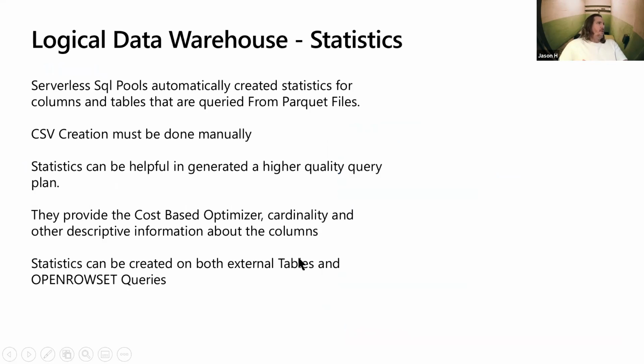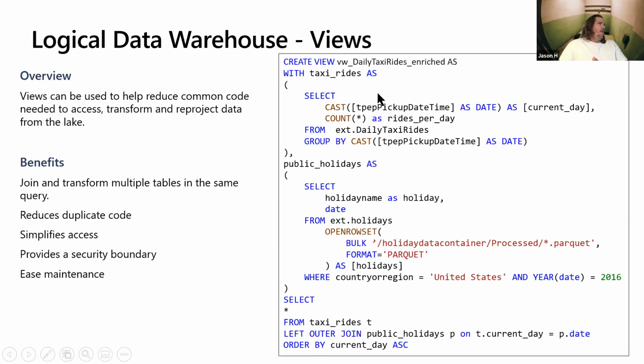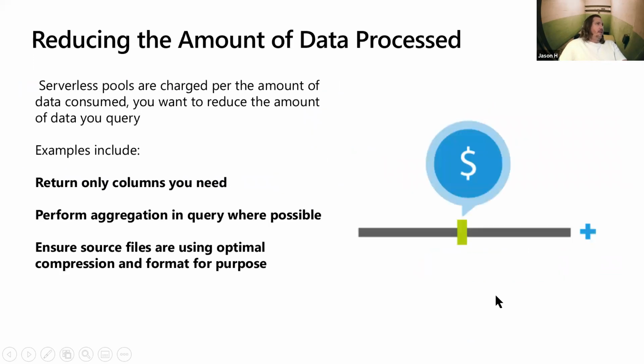Statistics are important to do for CSV files. Parquet will create them automatically for you, so you don't need to worry about that. We already talked about views, and I can do CTEs on top of my views. So this has a lot of logic going on. I'm using a left outer join to join it to a table, but the query is coming in. So I'm joining my taxi rides T to the public holidays. These are each different data sources: this is coming from an external table, whereas this is coming from an OPENROWSET statement. So it shows you, I'm not saying you should do this, it's just that you have a lot of capability to do stuff like that.